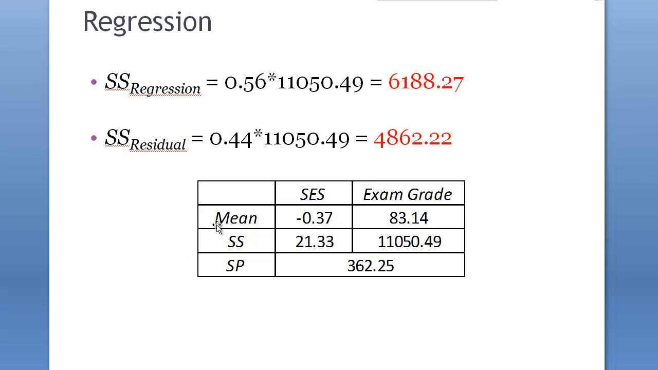In this example, only 56% is explained. So this is the total variance, and 6,188.27 of that is explained, and 4,862.22 is not explained. That's the portion that's not explained. The terms are sum of squares regression and sum of squares residual. Okay, so that's how much we've done in the last class, just to recap.